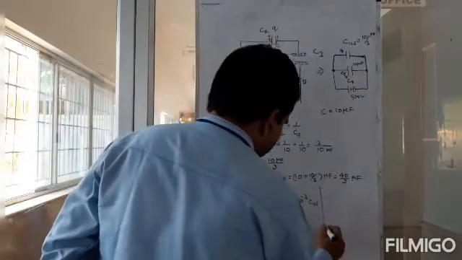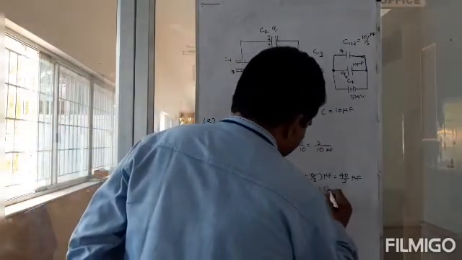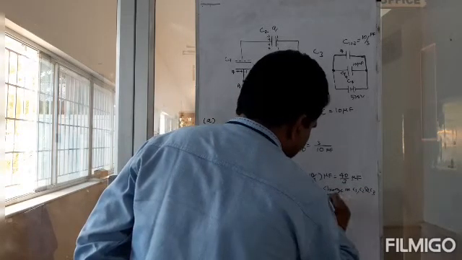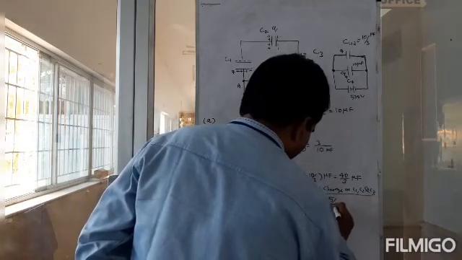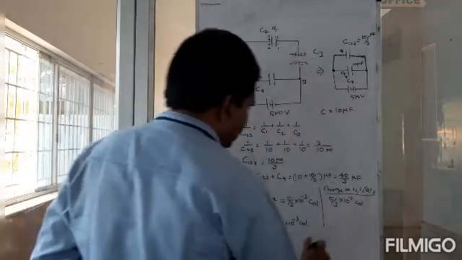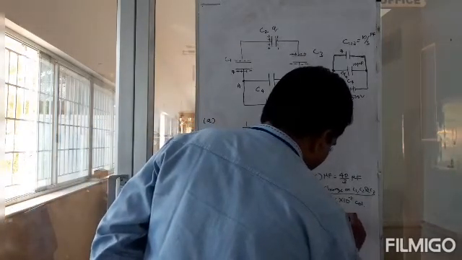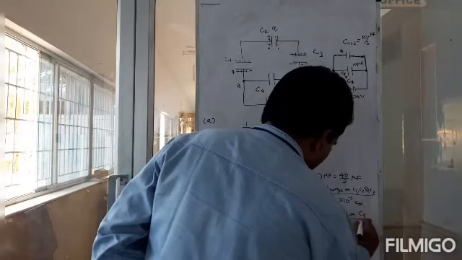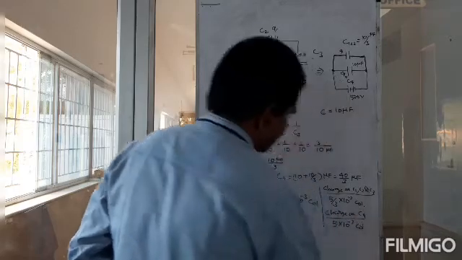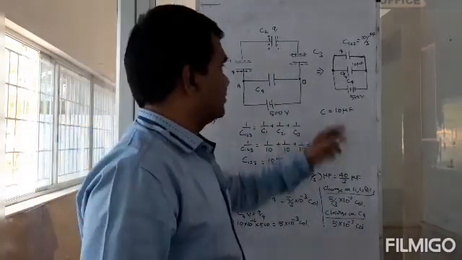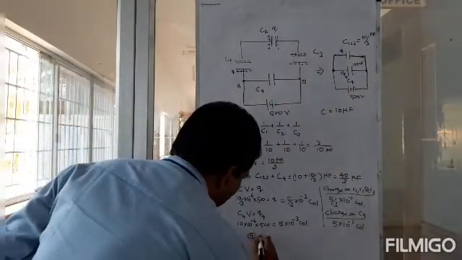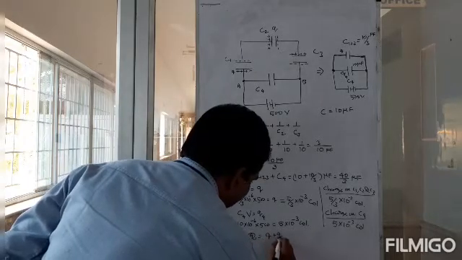So you can say that the charge on C1, C2 and C3 will be equal to 5 by 3 into 10 to the power minus 3 coulomb. And then the charge on C4 is equal to 5 into 10 to the power minus 3 coulomb. So what's the total charge? This charge plus this charge. So the total charge, I can say Q, which is equal to small q plus Q4.